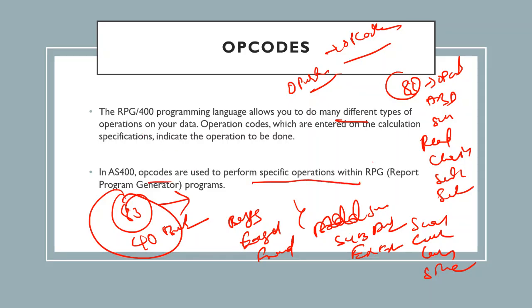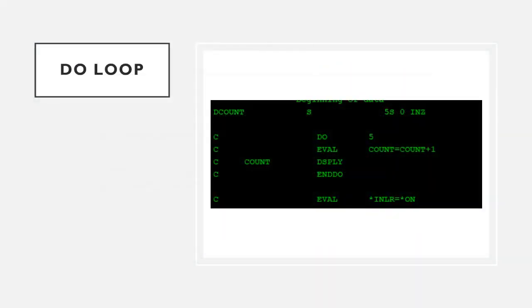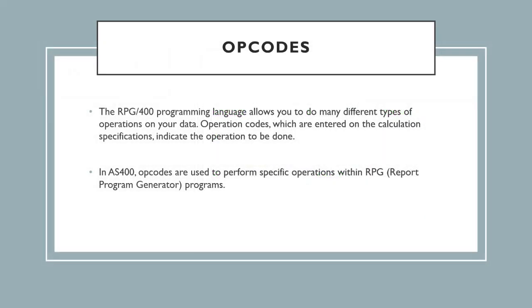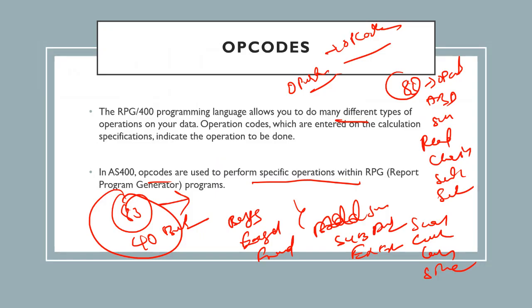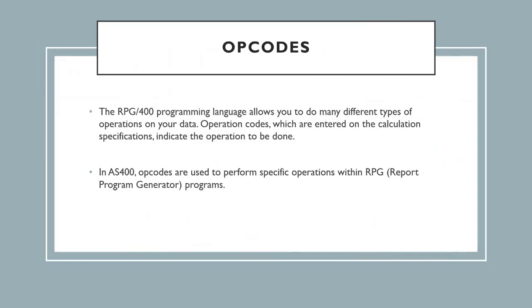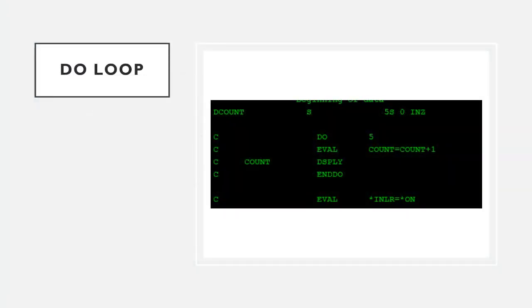It allows many different types of operations on data. Opcodes are used to perform specific operations. Each operation code has its purpose and the cases in which we use that operation code. Okay, each has that. So this is all about the operation codes, and these are all about the different specifications and data types. Okay. So now we will discuss the loops concept.